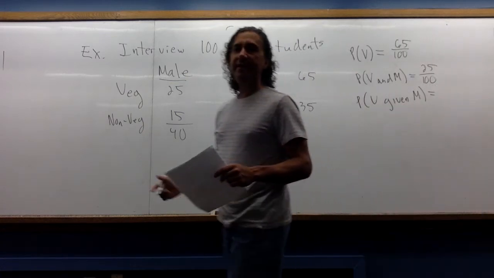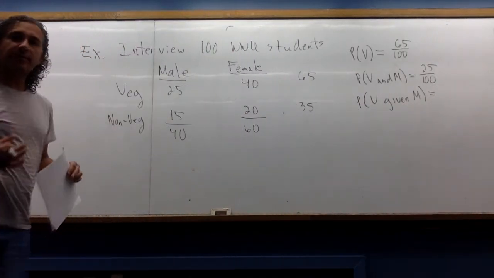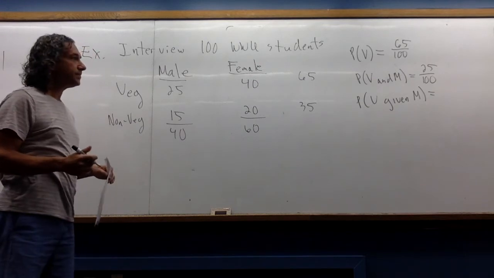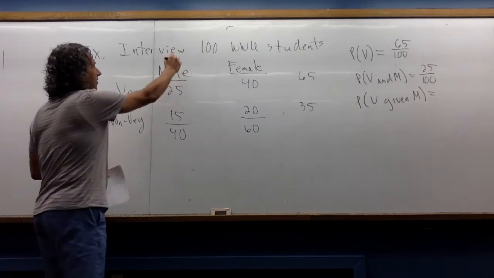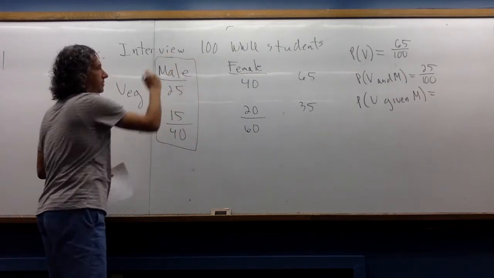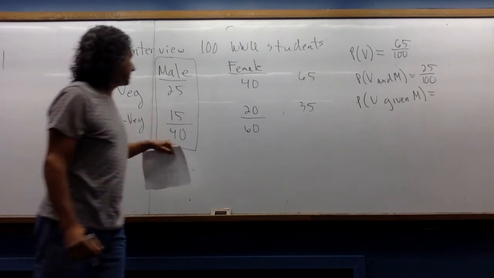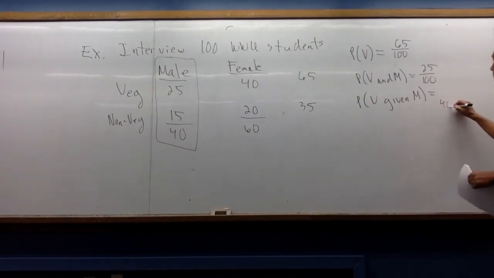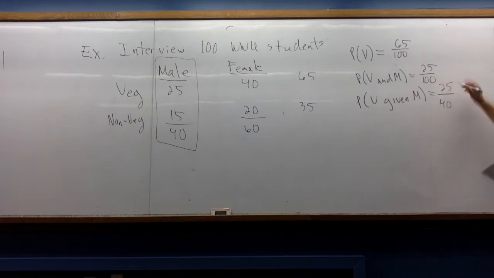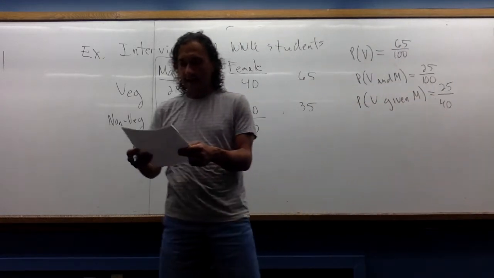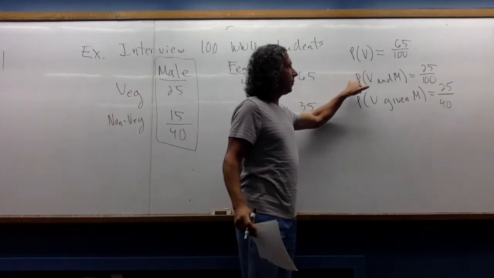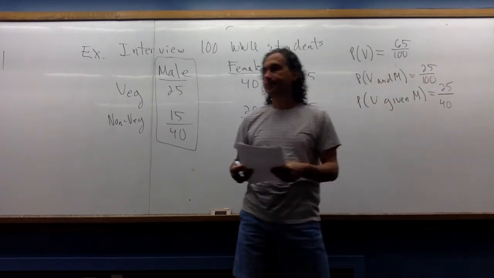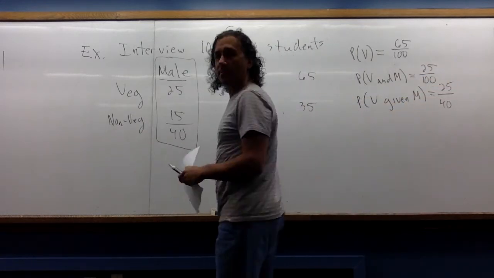Now let's talk about this given, or knowing. This is where the sample space is reduced. If you're given or you know that the person is male, then you know that you live in this world. So the denominator in this case is going to be 40, and the numerator is going to be 25. So again, the answer is different than this one, where we're looking at the entire sample space. So that's a conditional probability.